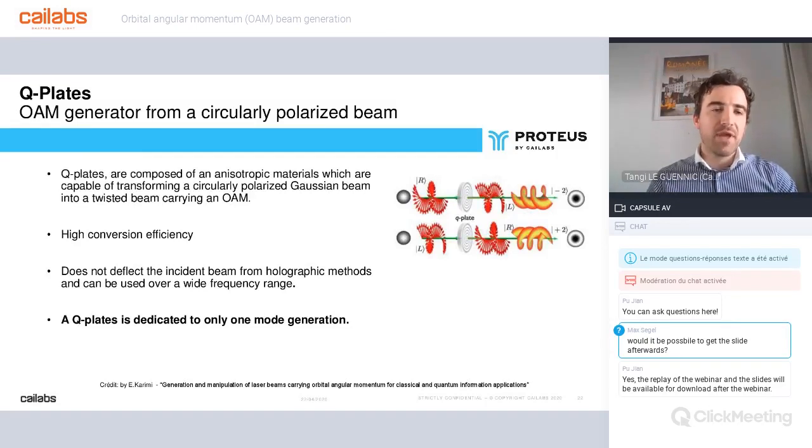So to finish, the q-plates. Q-plates, like spatial light modulators, are composed of an anisotropic material which can transform a circularly polarized Gaussian beam into a twisted beam carrying an OAM. The advantages of q-plates are the high conversion efficiencies, and in addition, they do not deflect the incident beam compared to holographic components, and they can be used with a wide frequency range. Unfortunately, q-plates can, most of the time, only generate one type of mode per model.